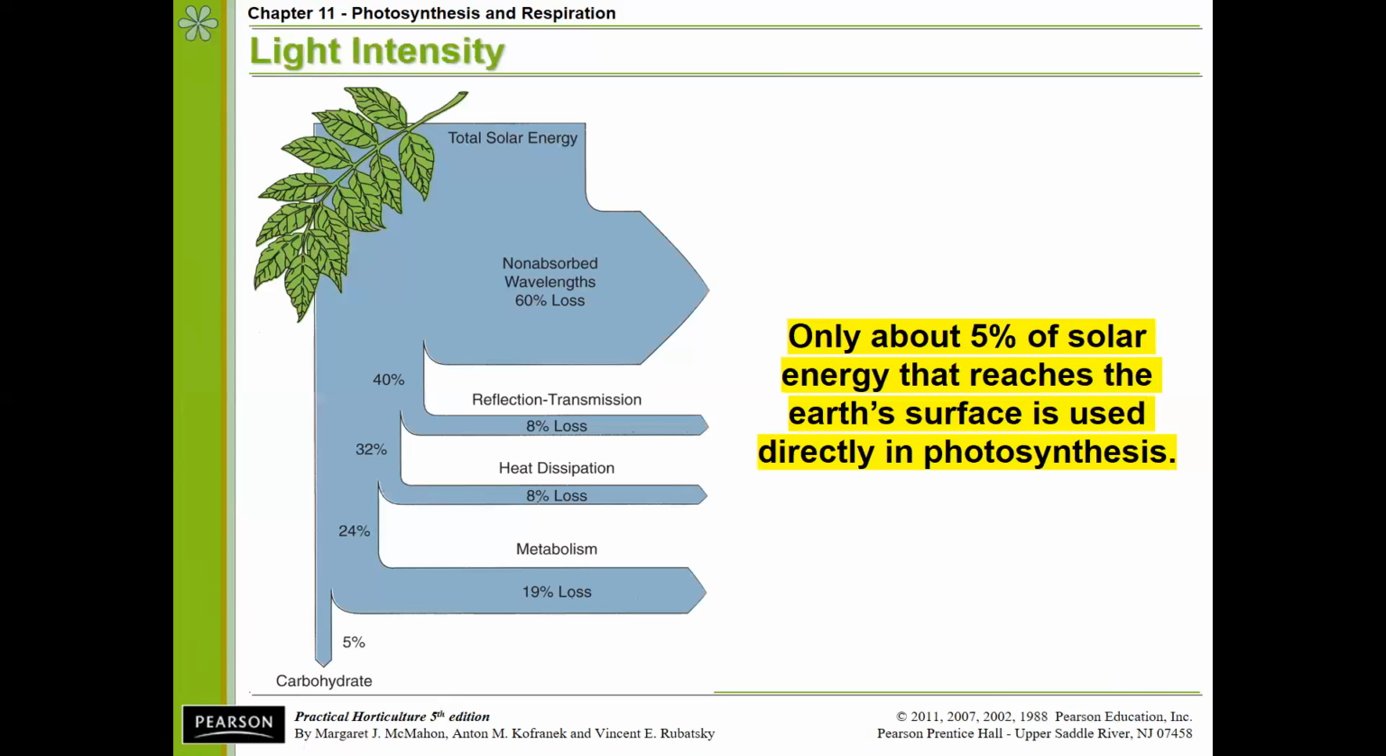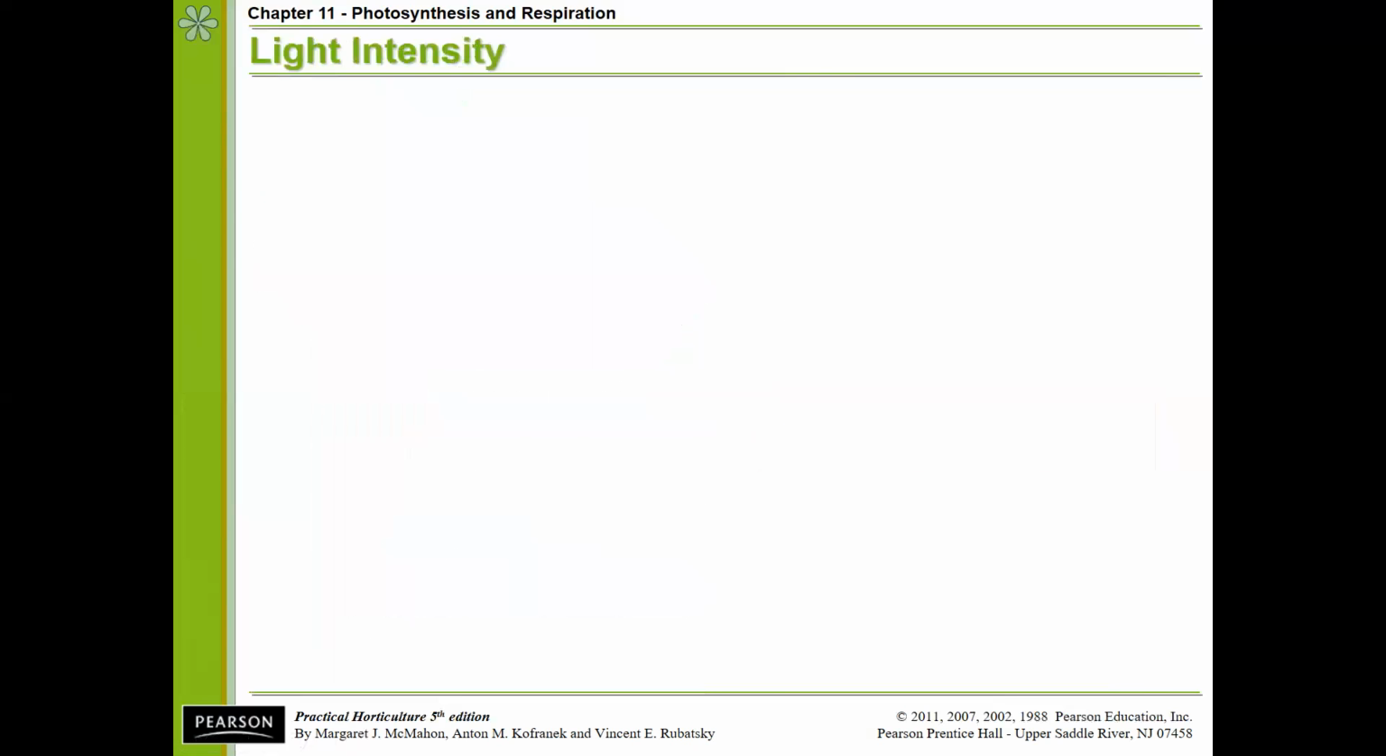A good portion of that is reflected as well. A good portion of it is dissipated, and then a good portion of it is used for metabolism. The rest of it, that last 5%, is used directly in photosynthesis.